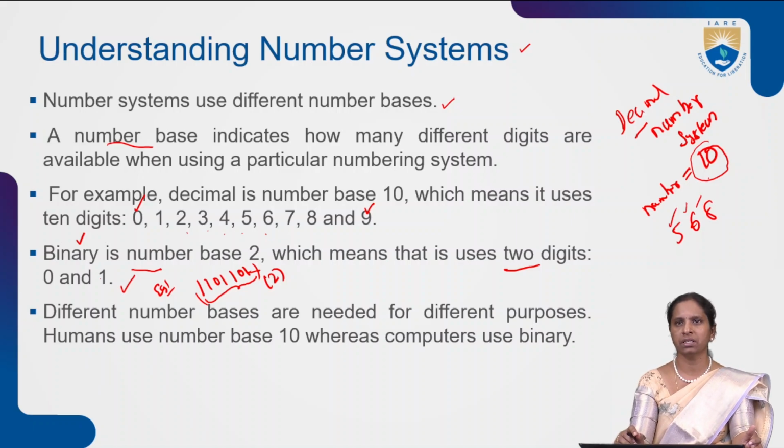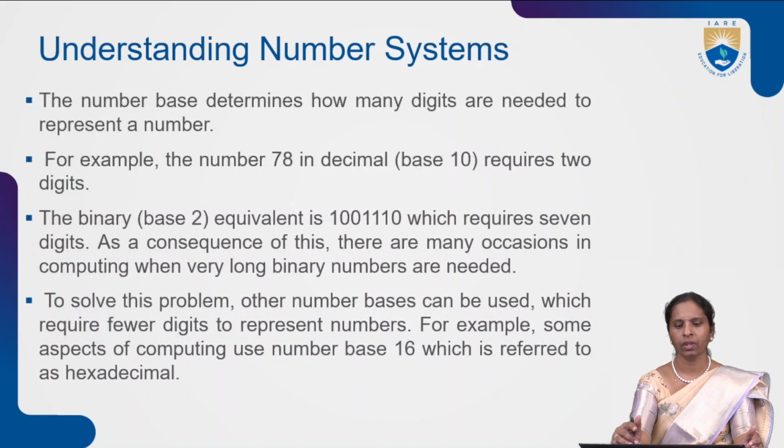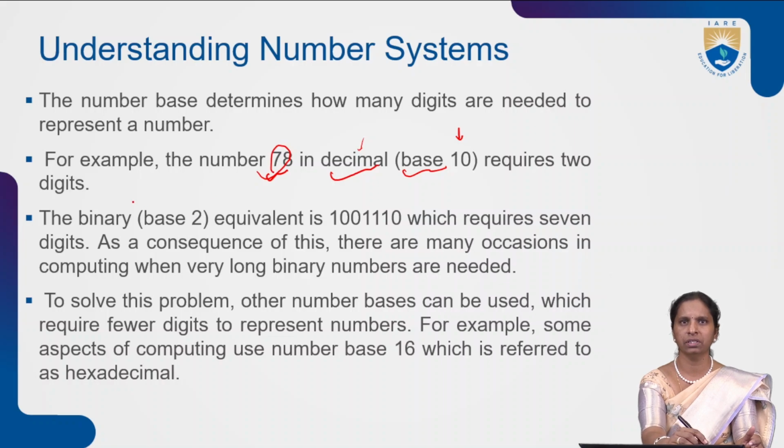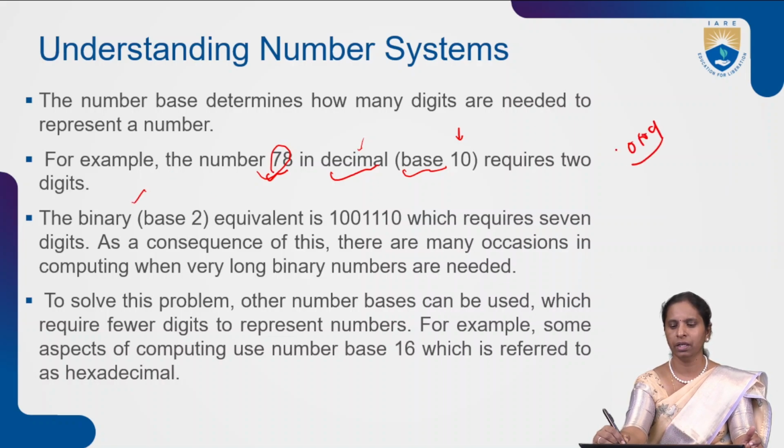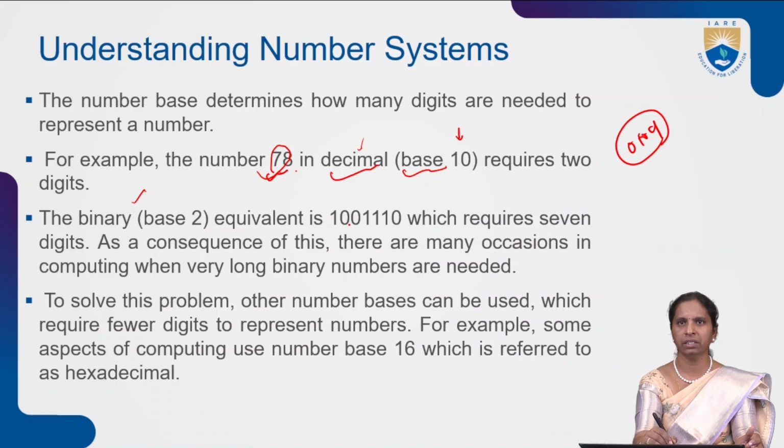Therefore, different number bases are needed for different purposes. Humans use the decimal number system, whereas computers use the binary number system. For example, if you have the number 78, this is in decimal with base 10. How many digits are required for this number? 2 digits have been used out of 0 to 9. Similarly, the binary number system uses only 2 digits, either 0 or 1.